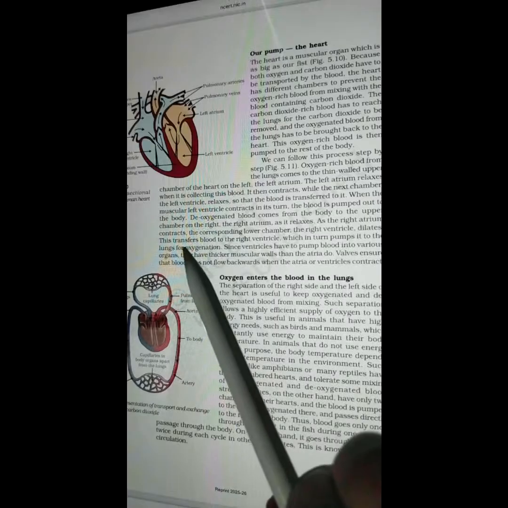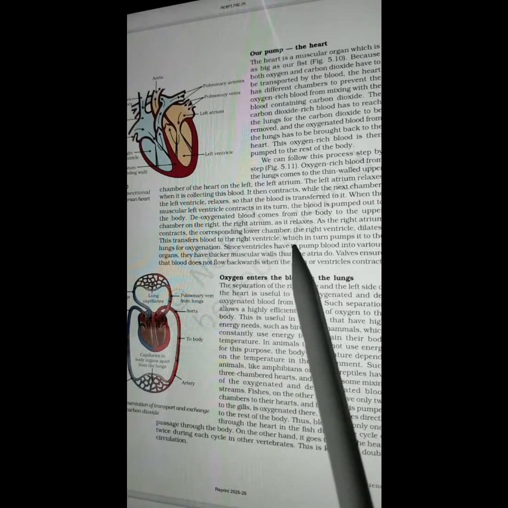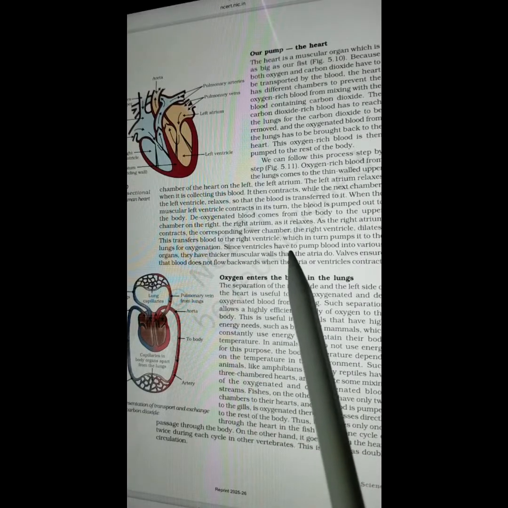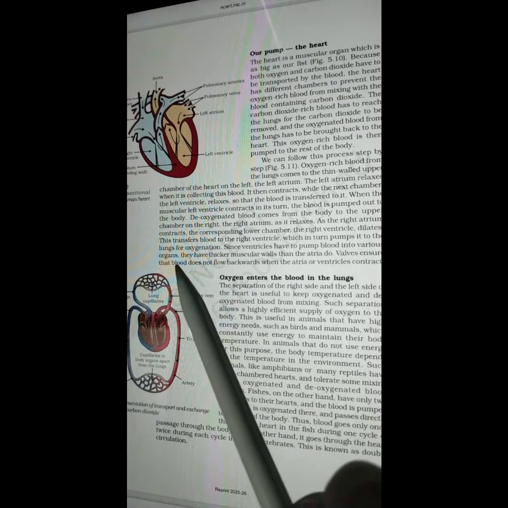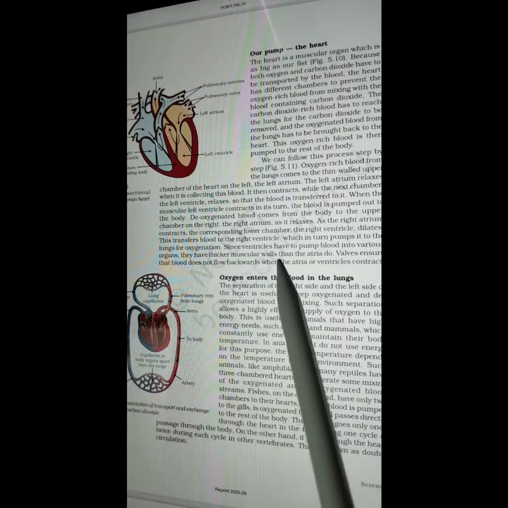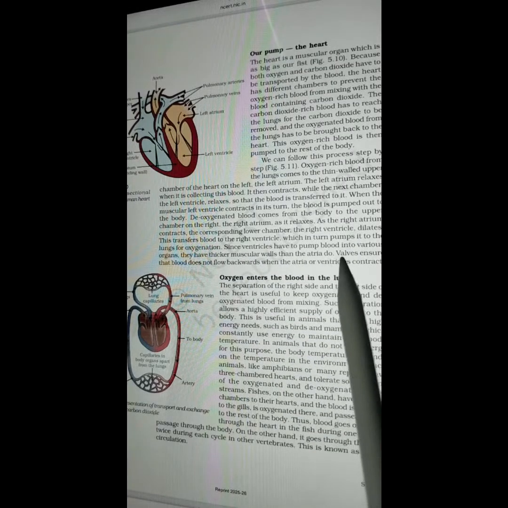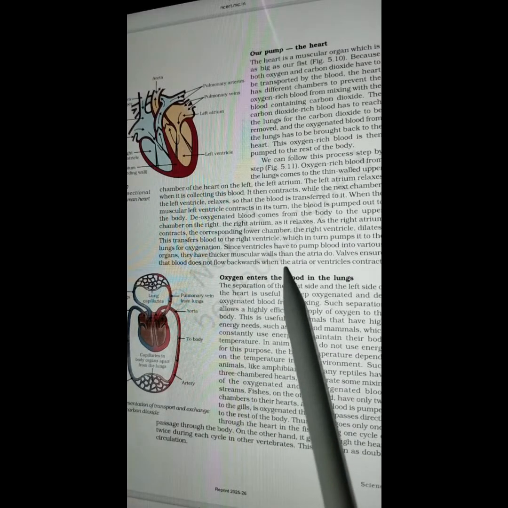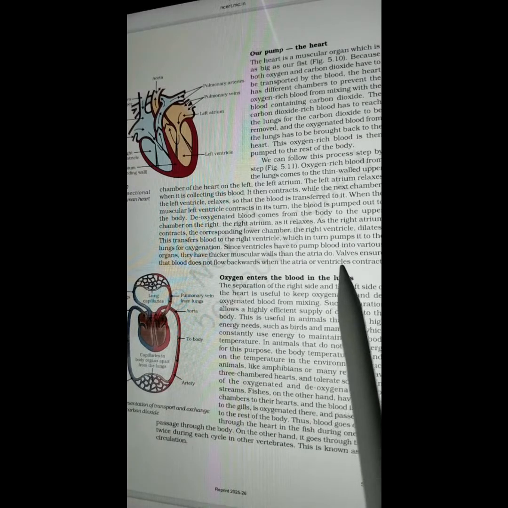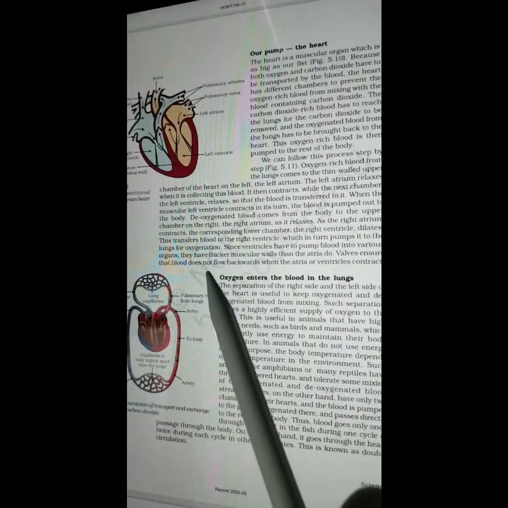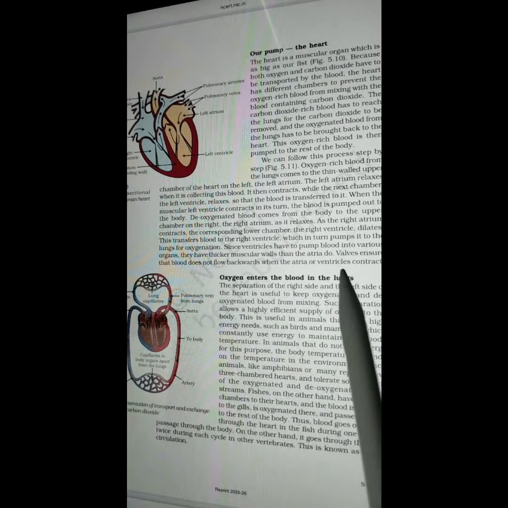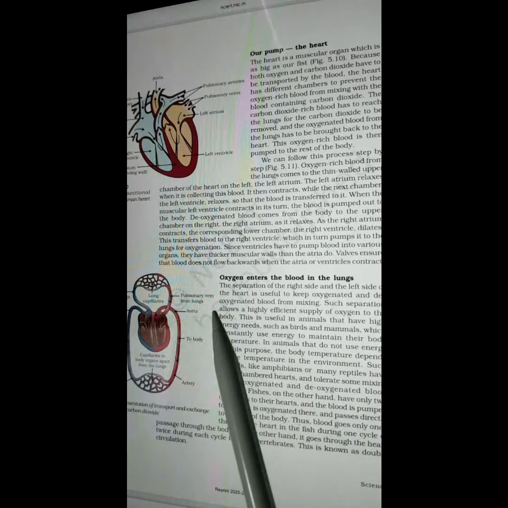As the right atrium contracts, the corresponding lower chamber, the right ventricle, dilates. This transfers blood to the right ventricle, which in turn pumps it to the lungs for oxygenation. Since ventricles have to pump the blood into various organs, they have thicker musculature walls than the atria do. Valves ensure that blood does not flow backwards when the atria or the ventricles are contracting.